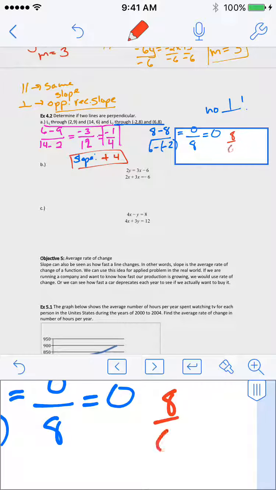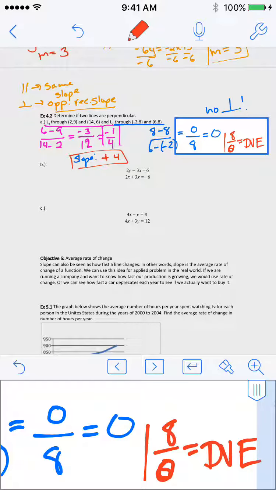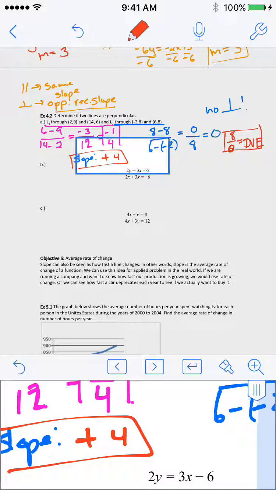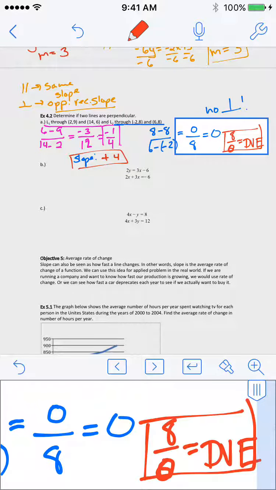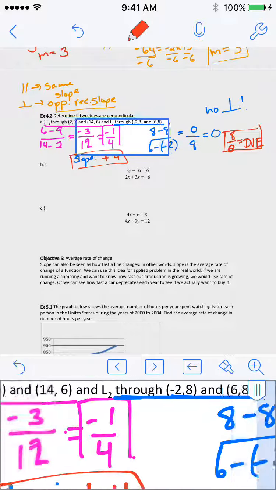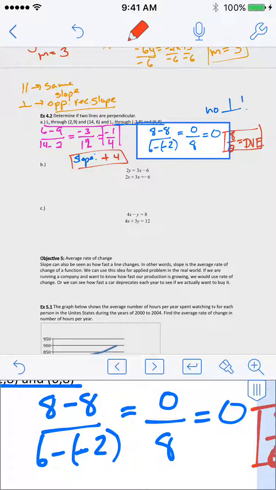Let's write that a little better. So 8 over 0. And what do we call that when we divide by 0? Does not exist, right? So the opposite slope to a 0 slope would be does not exist. So neither one of these was the other one, right? This one needed a 4 in order to be perpendicular. This one needed to be does not exist in order to be perpendicular. And therefore, it was definitely not perpendicular. Alrighty. If you have any questions about that, please pause the video.